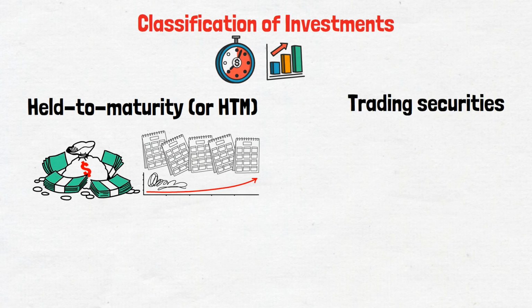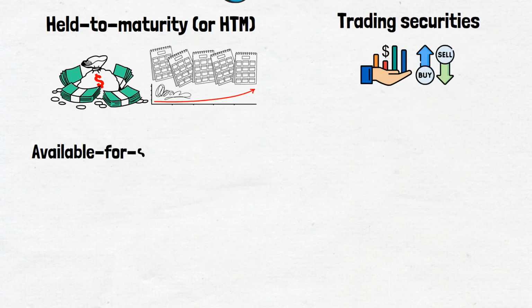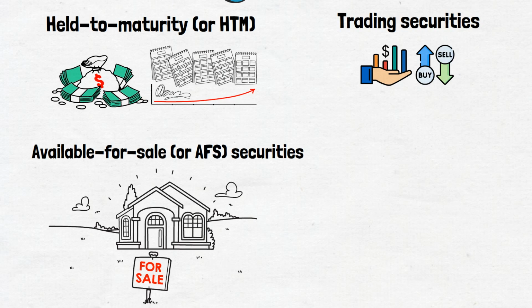Trading securities. These are investments bought and held primarily to sell soon. Trading securities are accounted for at their fair value, and any unrealized gains or losses are recognized in the income statement. Available for sale, or AFS, securities. These investments are not classified as either HTM or trading securities. AFS securities are accounted for at their fair value, and any unrealized gains or losses are recognized in other comprehensive income, OCI, until the securities are sold or impaired, at which point the accumulated OCI is recognized in the income statement.